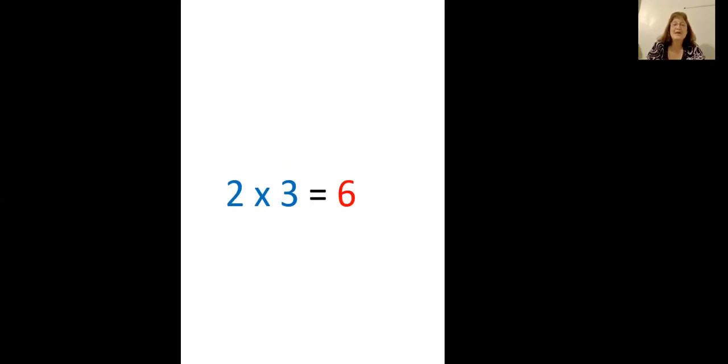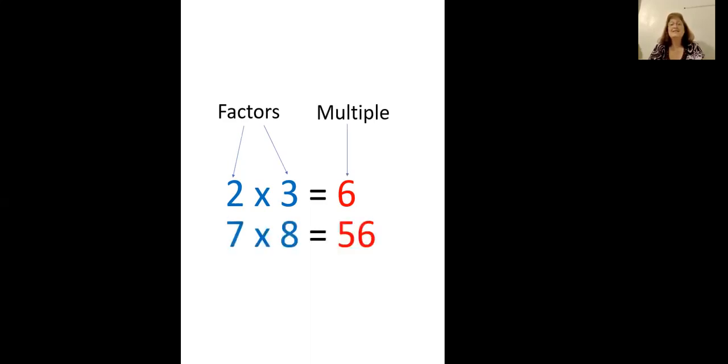The first thing we need to know is, what is a factor? When you're multiplying numbers such as 2 times 3, the numbers you are multiplying are the factors, and the answer is the multiple. In 7 times 8 equals 56, 7 and 8 are the factors, and 56 is the multiple.